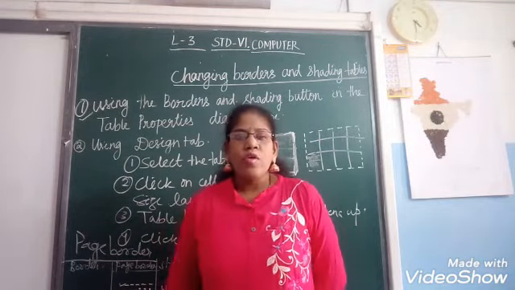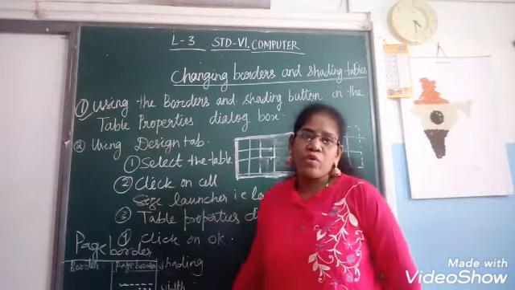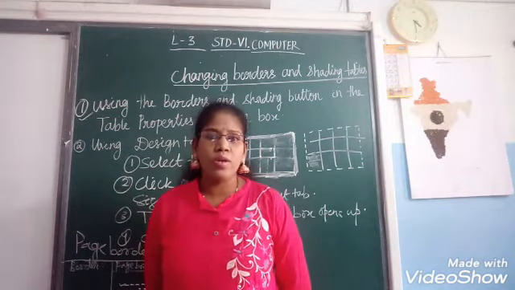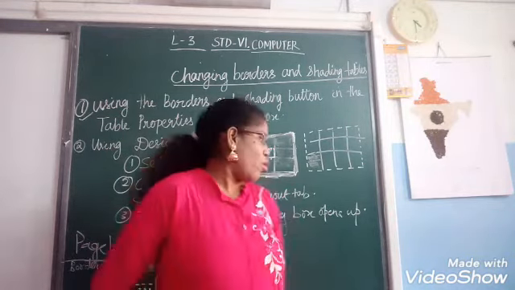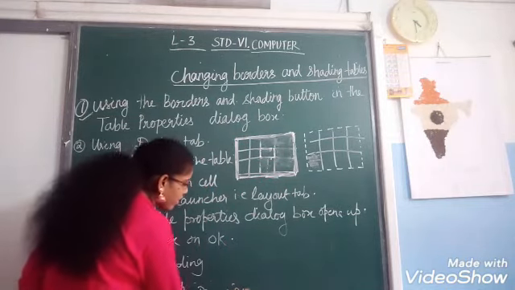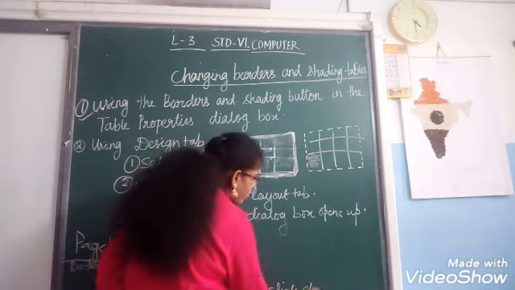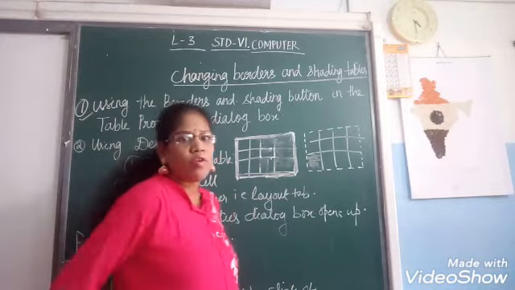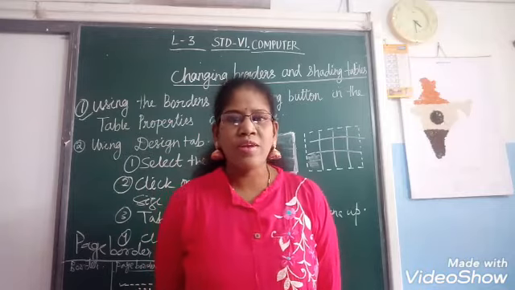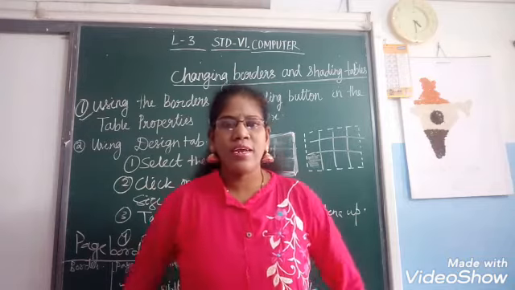And one more thing, when you select all these options, at the bottom you will get a preview. You are able to preview the border, how it looks. After that, once you do the preview, you check. And after that, you click on OK. Then, whatever style you have chosen, it will display to you. Hope children, you have understood how to change the border and shading.